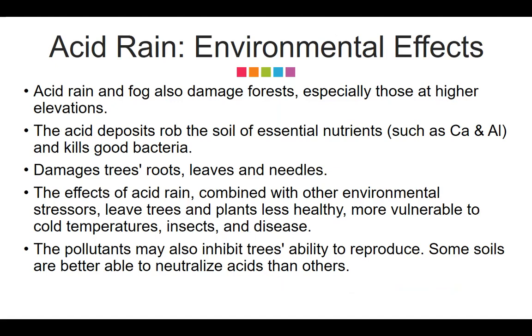Acid rain and fog can damage forests, especially at higher elevations, can rob the soil of essential nutrients, especially things like calcium and aluminum, and kills good bacteria. It damages tree roots, leaves, and needles, and combined with other environmental stressors can leave trees and plants less healthy, more vulnerable to cold temperatures, insects, and disease. The pollutants may also inhibit the tree's ability to reproduce. So not only are you damaging the trees that are here, but you're preventing other trees from showing up.